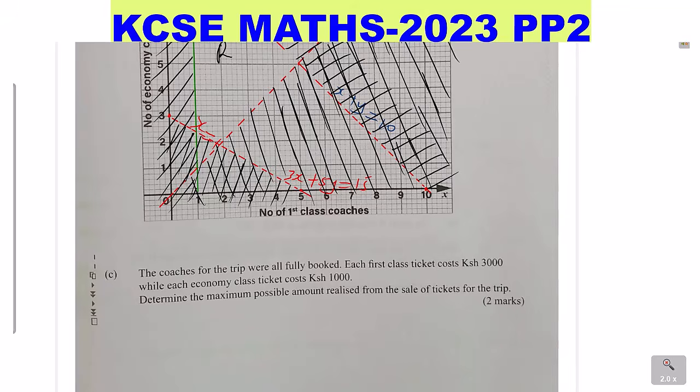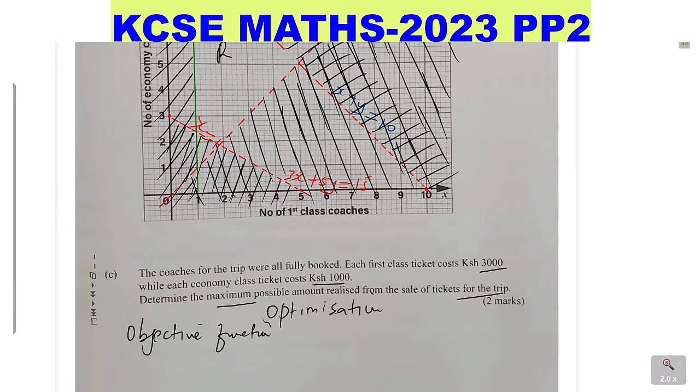Part C. The coaches for the trip were all fully booked. Each first class ticket cost 3,000, while each economy class ticket cost 1,000. Determine the maximum possible amount realized from the sale of the tickets for the trip. This process of determining the profit, maximum or minimum, is called optimization. To carry out optimization, we require the objective function.